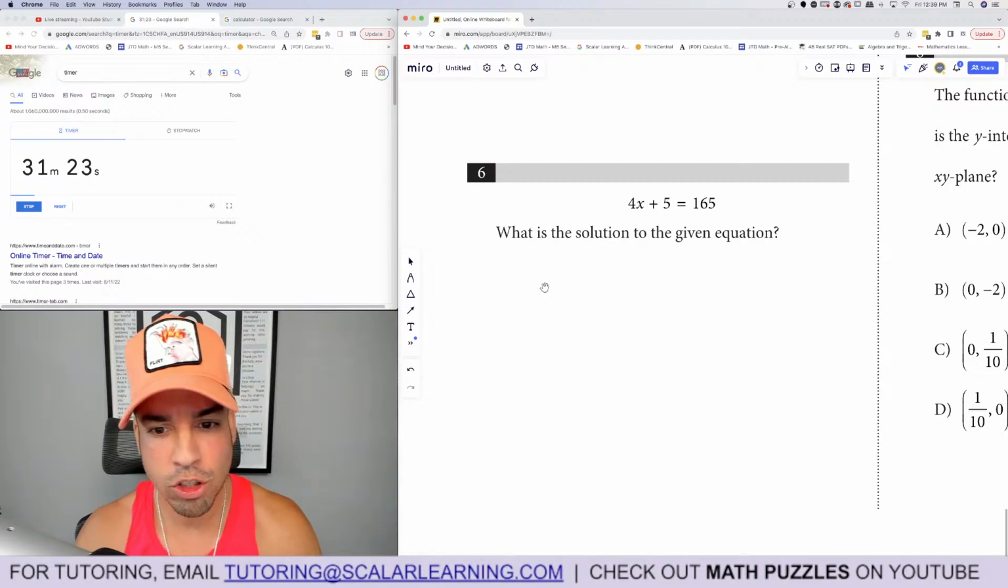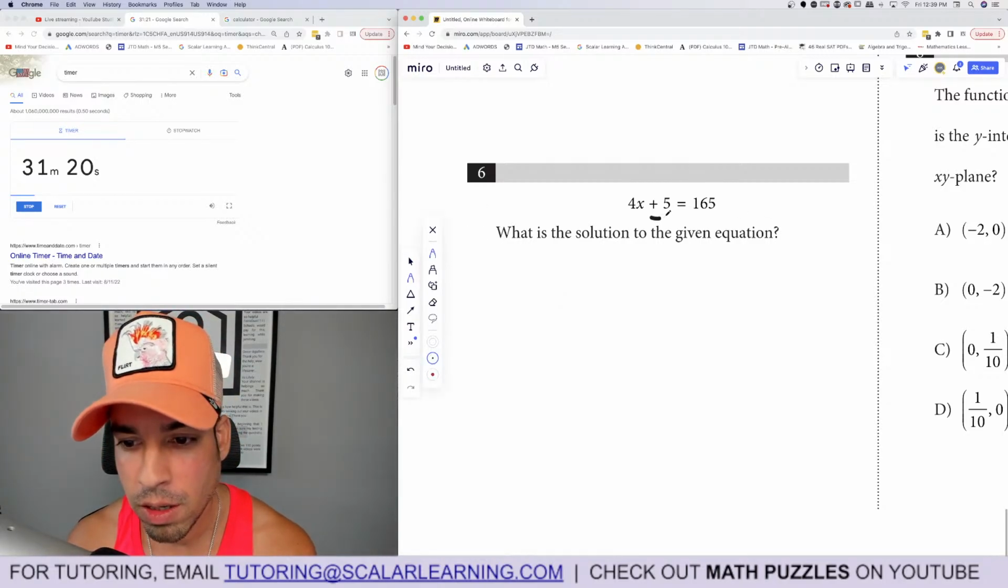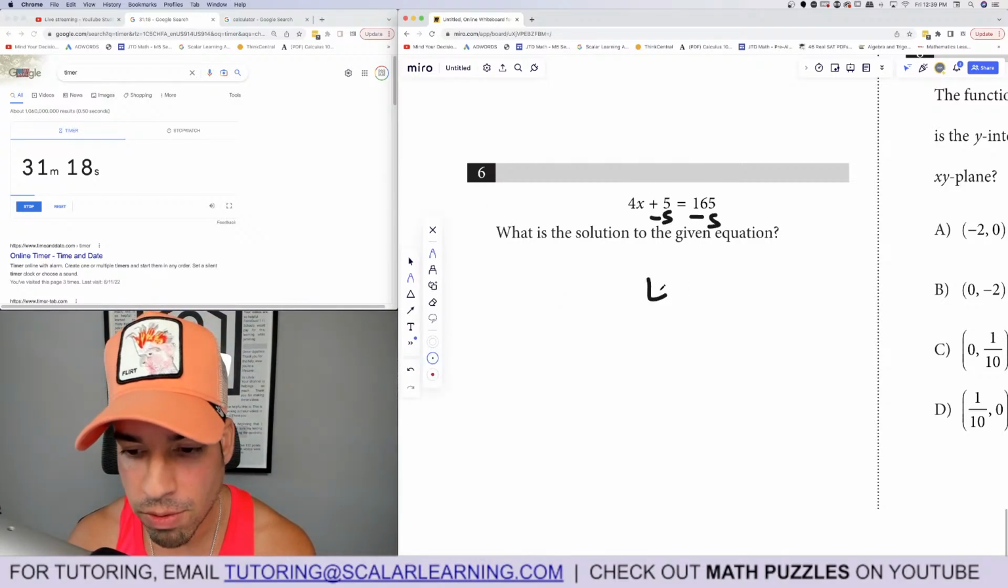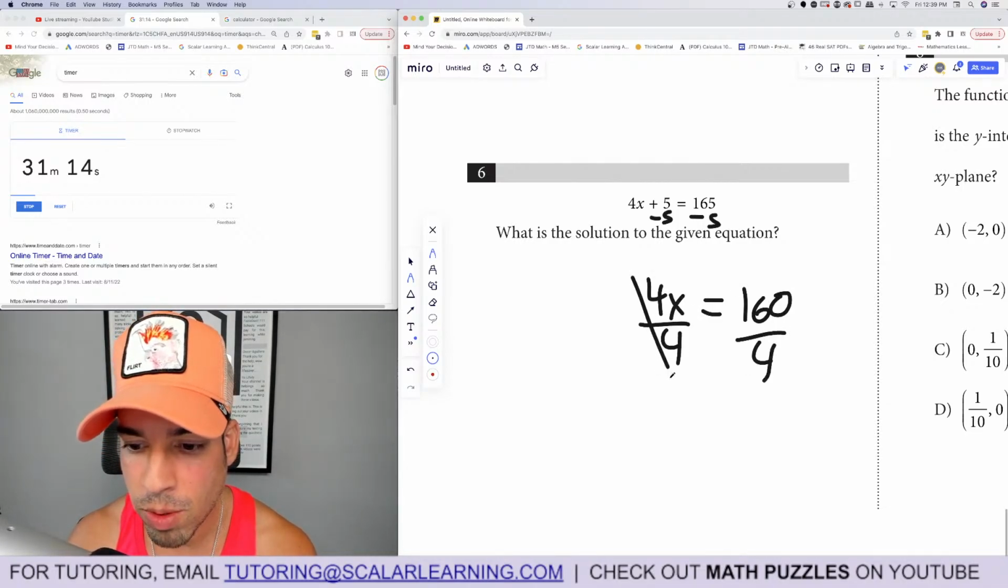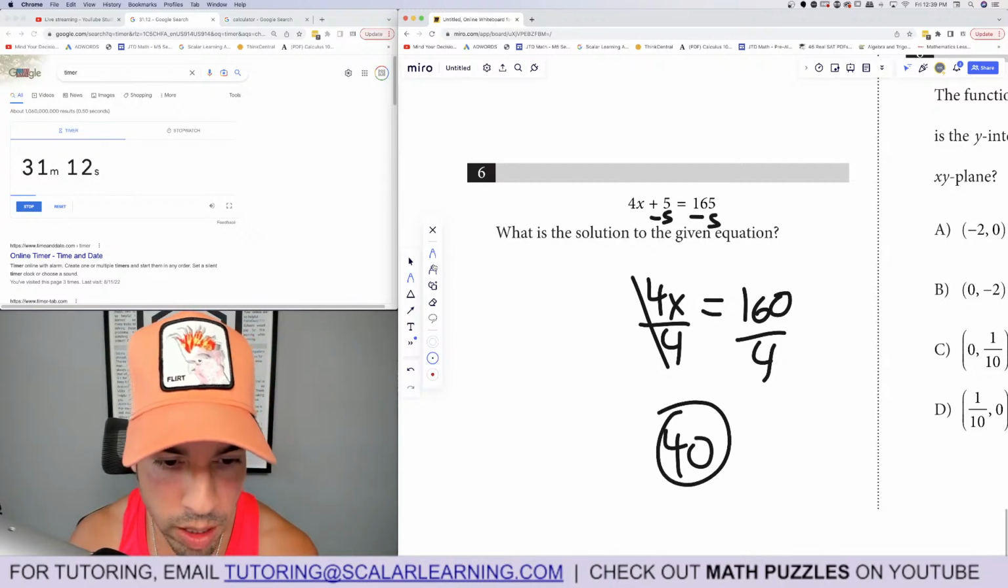All right, what is the solution? All we do is we subtract 5 from both sides, and we get 4x equals 160. Divide by 4, and we get x equals 40 for the win. Done.